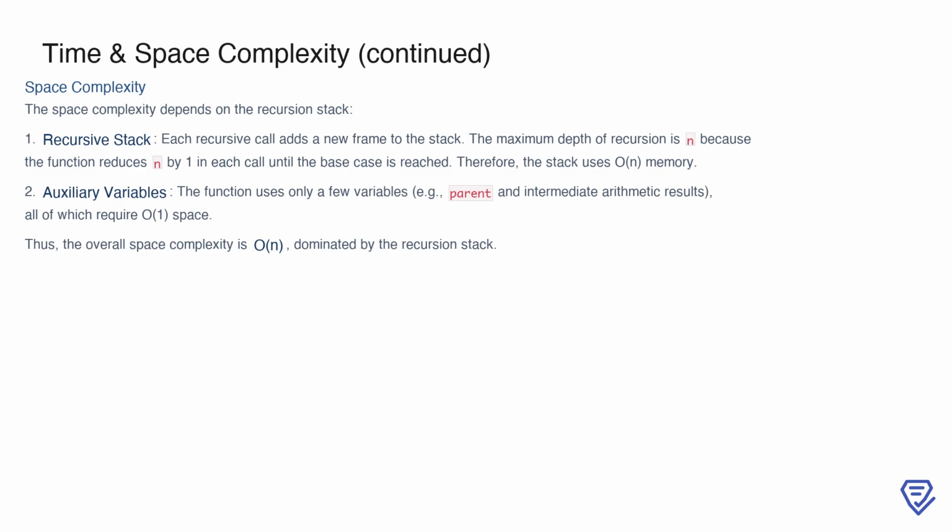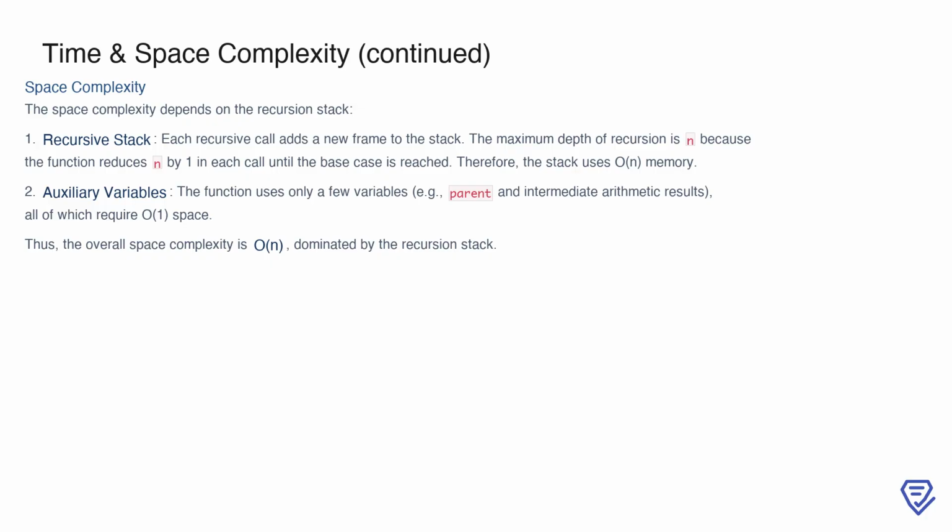Now, let's analyze the space complexity, which depends primarily on the recursion stack. In this solution, each recursive call adds a new frame to the stack, and the recursion continues until n reaches 1. Because the function reduces n by 1 with each call, the maximum depth of the recursion stack is n. This means the memory used by the stack grows linearly with n, contributing O(n) to the space complexity.